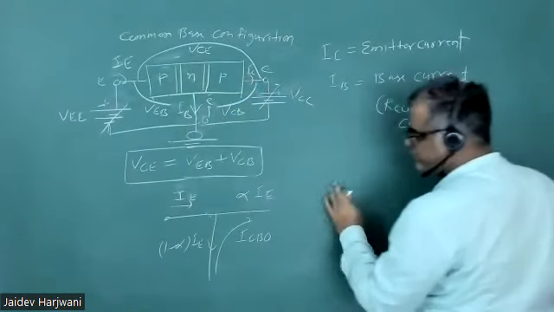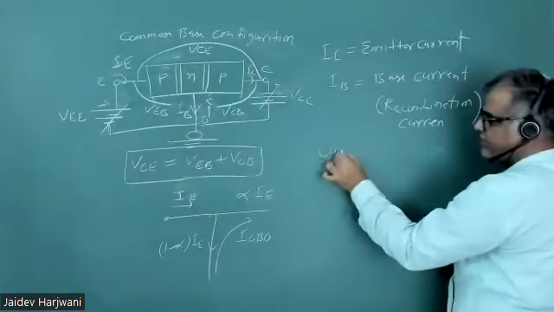So now, if I write the equation for the current relation for the common base junction.